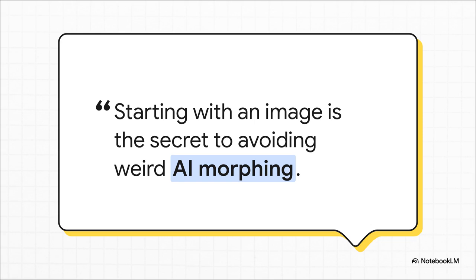Here's why. When you type a text prompt directly into a video generator, the AI is literally guessing what your subject looks like frame by frame. But by generating a high-quality static image first, you lock in that visual consistency. You're basically handing the AI a strict visual anchor to hold onto before it ever starts moving.